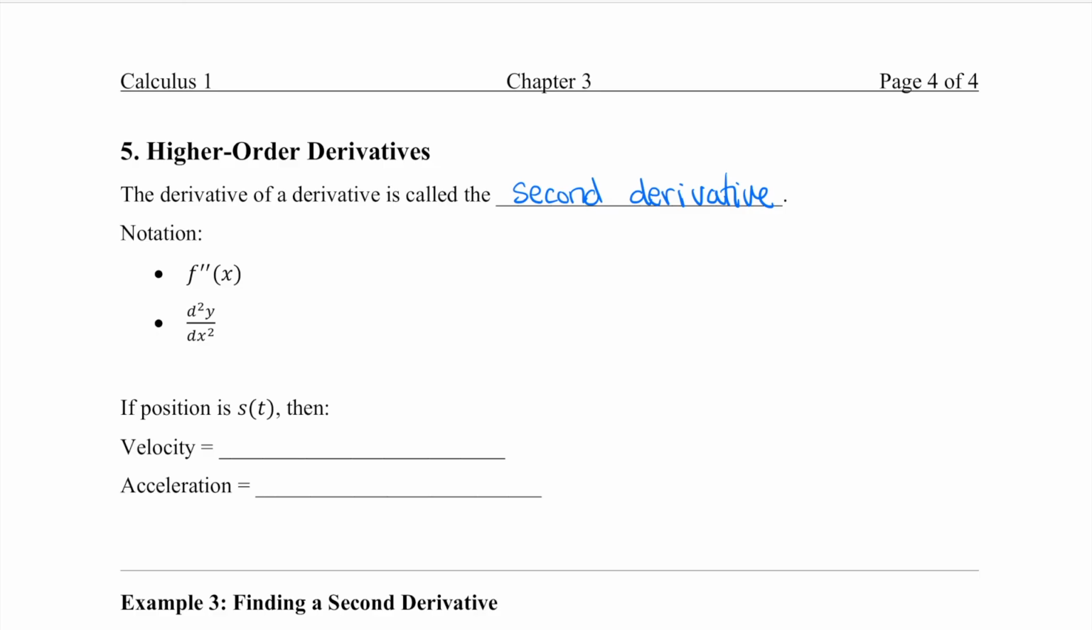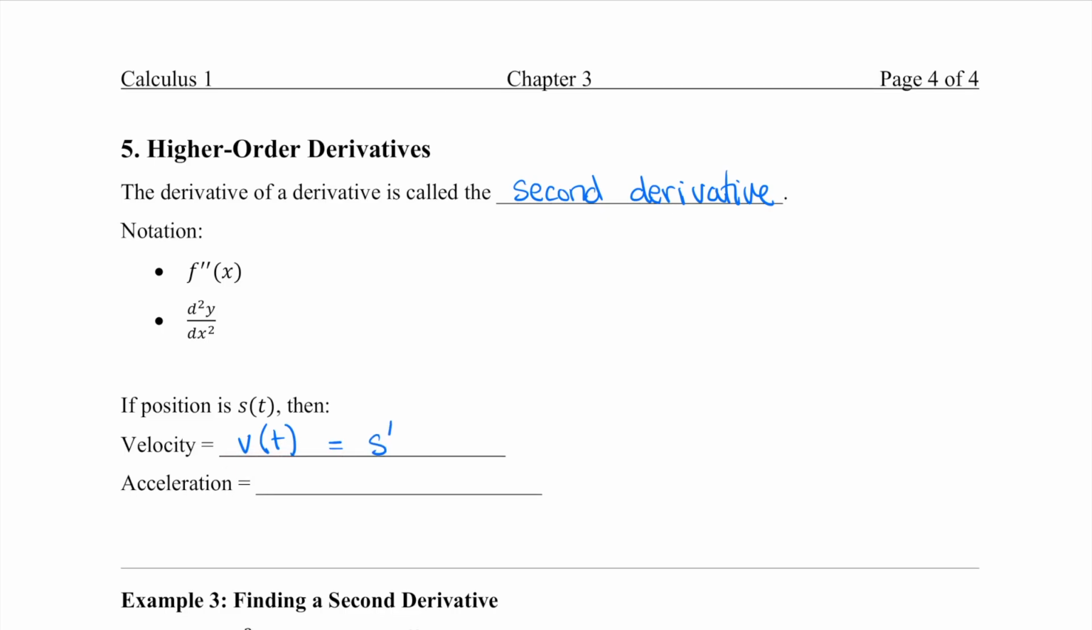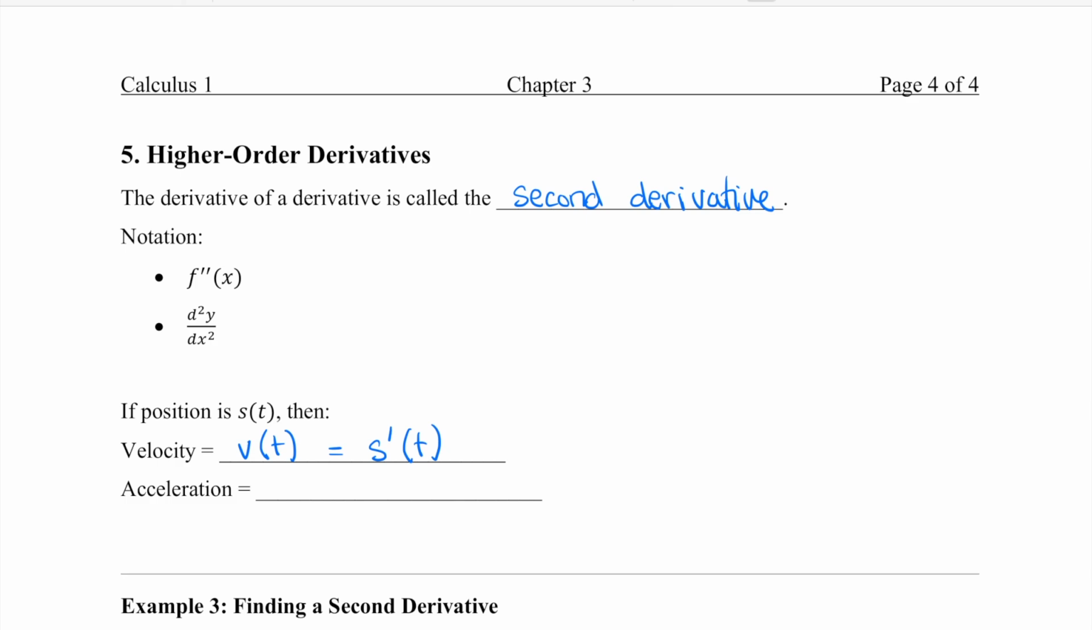Now, let's talk about a common application. Suppose the position of an object is given by s of t, where t represents time. The first derivative of position gives us velocity. The notation for velocity is v of t. And v of t is the derivative of the position, which is s prime of t. Velocity tells us how fast the position is changing.